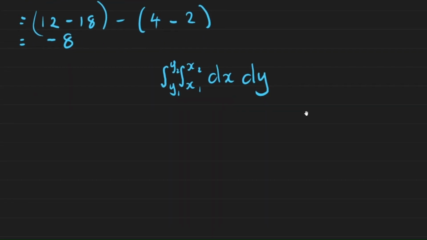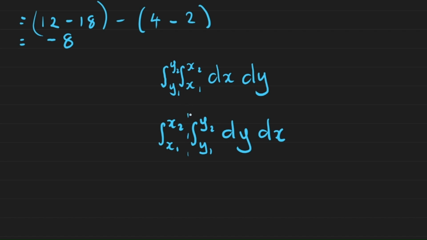So what this means is that the outer becomes the inner and the inner becomes the outer. So this can also be rewritten as the integral with x being the outer integral. So it's going from x1 to x2 and y going from y1 to y2, dy dx. So we would integrate with respect to y first and thereafter integrate with x. So in both instances, we would get the same answer.